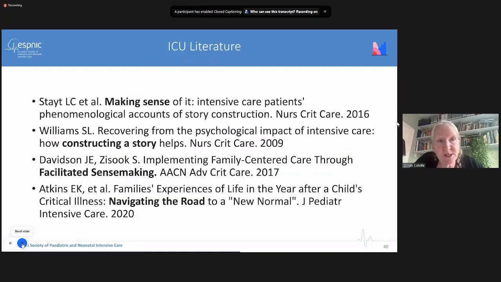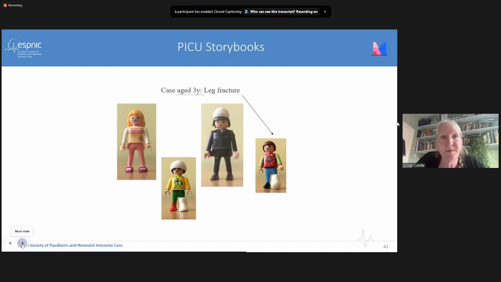In the ICU literature, there are a number of predominantly qualitative accounts illustrating how important the ICU story is to adult patients. State and Williams have written interestingly about this as a key theme. And Davidson talks about the importance of helping people make sense of what's happening to them. Ellie Atkins, who worked with me at St. George's for a while, has written a couple of papers on how parents get through that first year and put their story together, and the story side of it is very important to them.